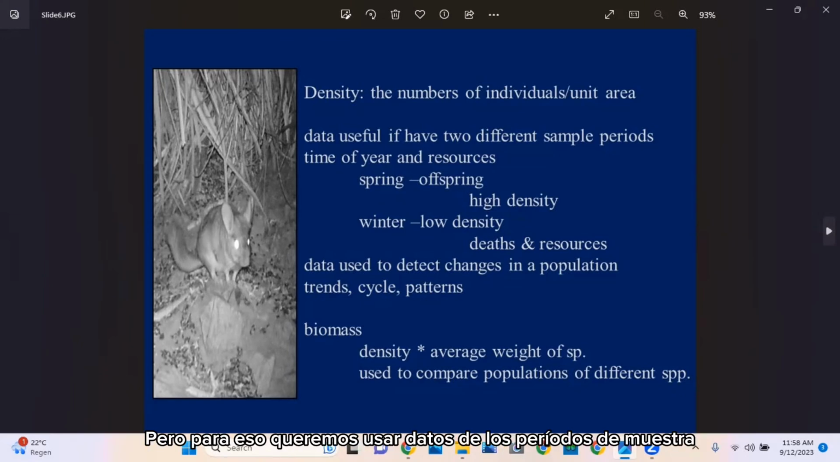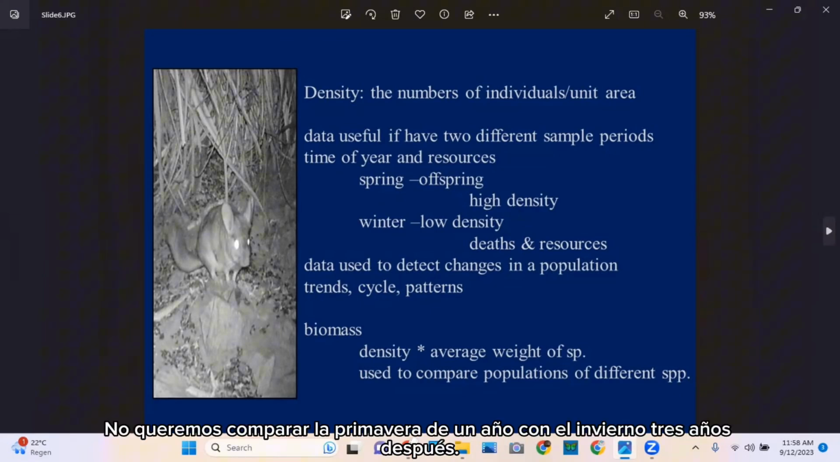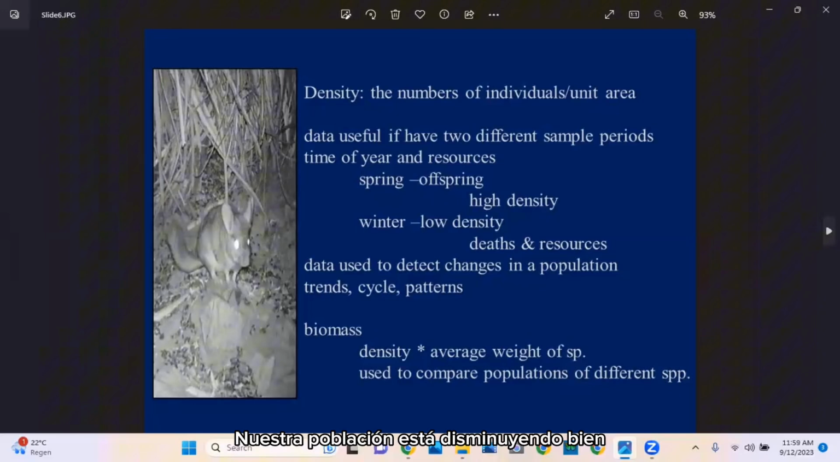But for that, we want to use data from 2 different sample periods from 2 different years, but the same season. We don't want to compare spring of one year to winter 3 years later and say, oh, our population is declining. Well, of course it's going to be declining, because you're going to have a lower population if you take the sample during winter compared to a spring.